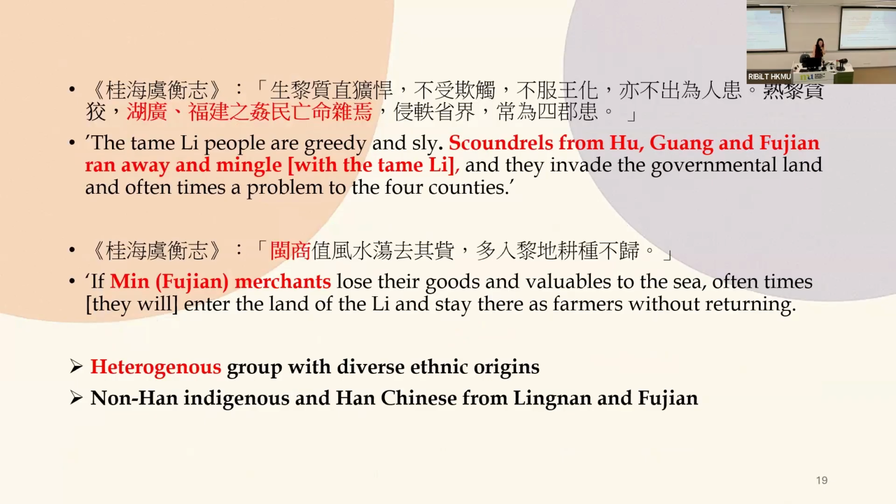And a similar account is seen in Guihai Yuhengzhi as well. In his book, Shore of Pearls, Edward Schafer, a very renowned American professor with very deep knowledge about Hainan Island, commented that the so-called scoundrels from Huguang and Fujian may actually be indigenous people from southern China. So they might not be Han Chinese. They might just be indigenous people, but from the mainland continent. However, Guihai Yuhengzhi also stated that some Fujian merchants at the time joined the Li people after they had lost their fortune in a storm while sailing, meaning that some Han people may also have joined the mixture.